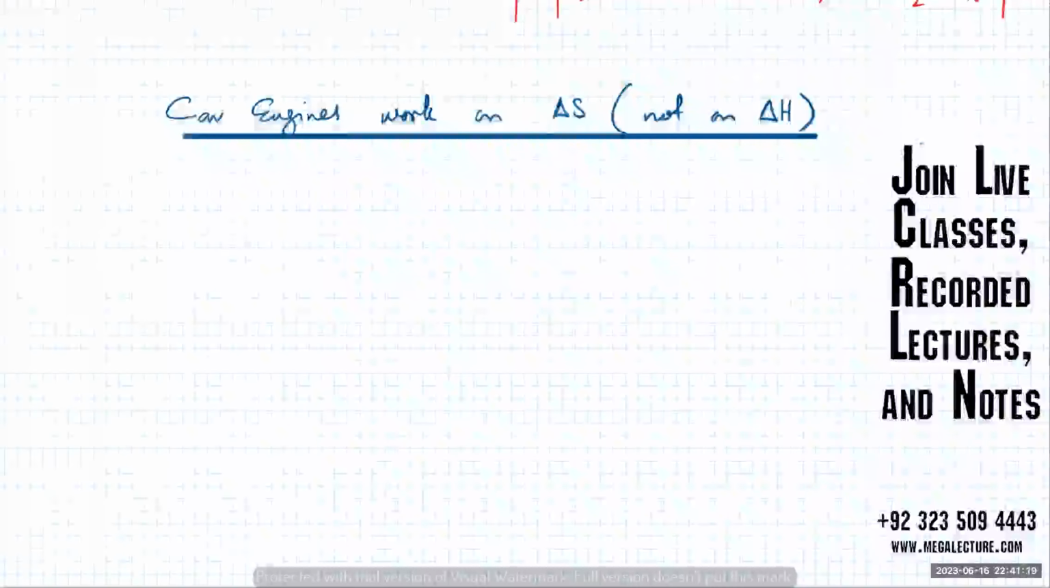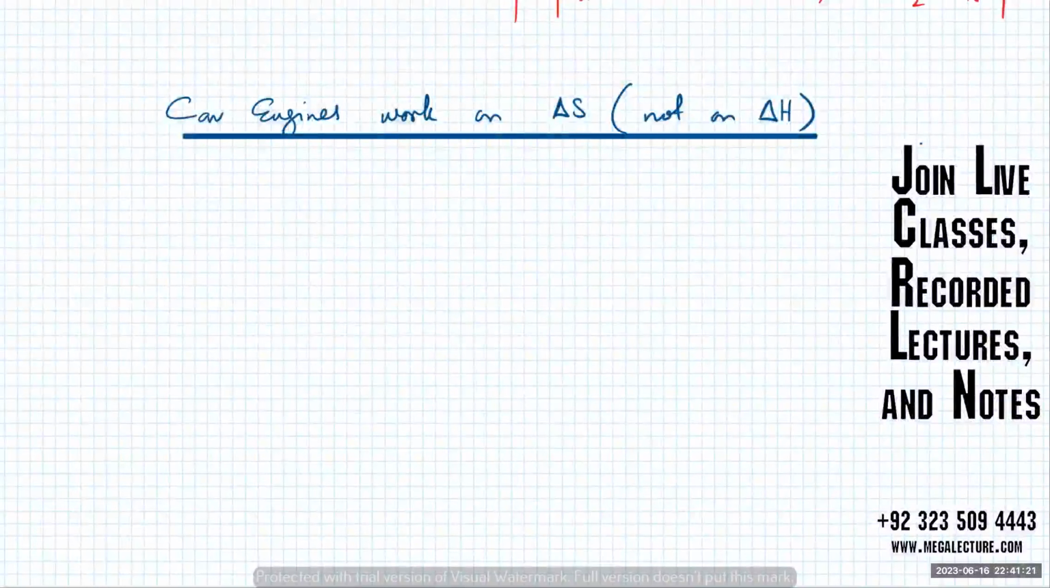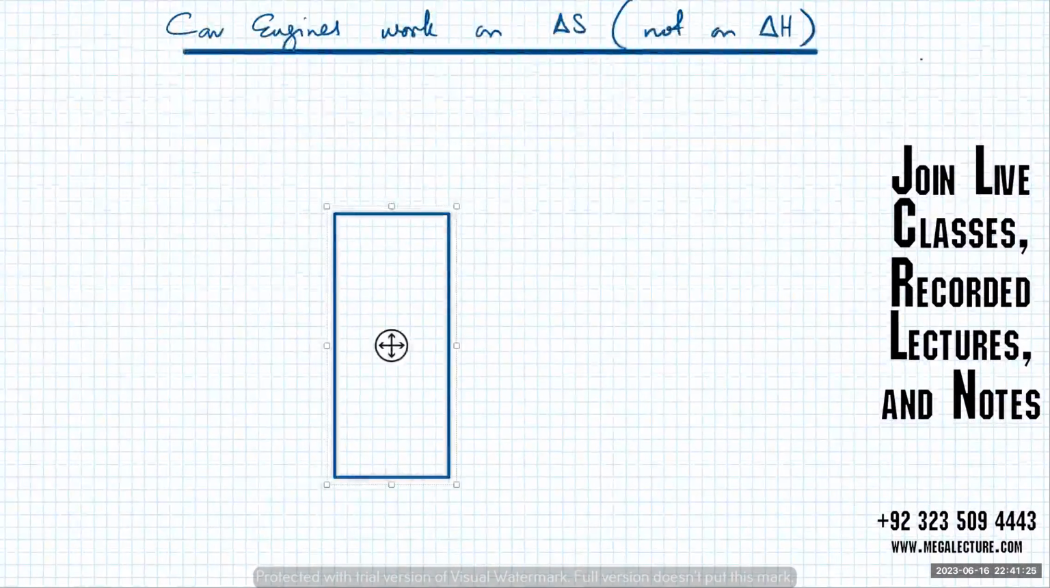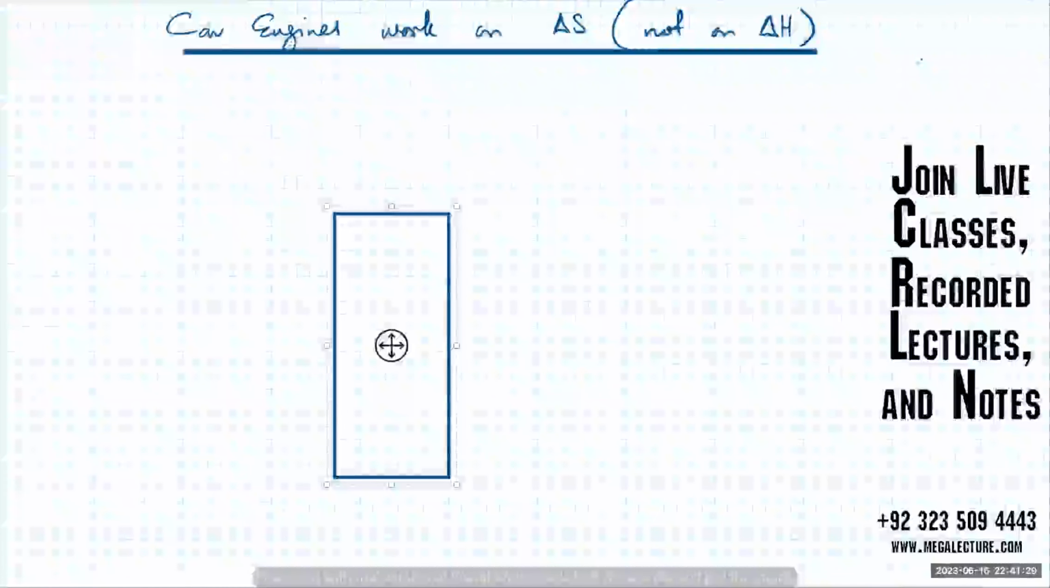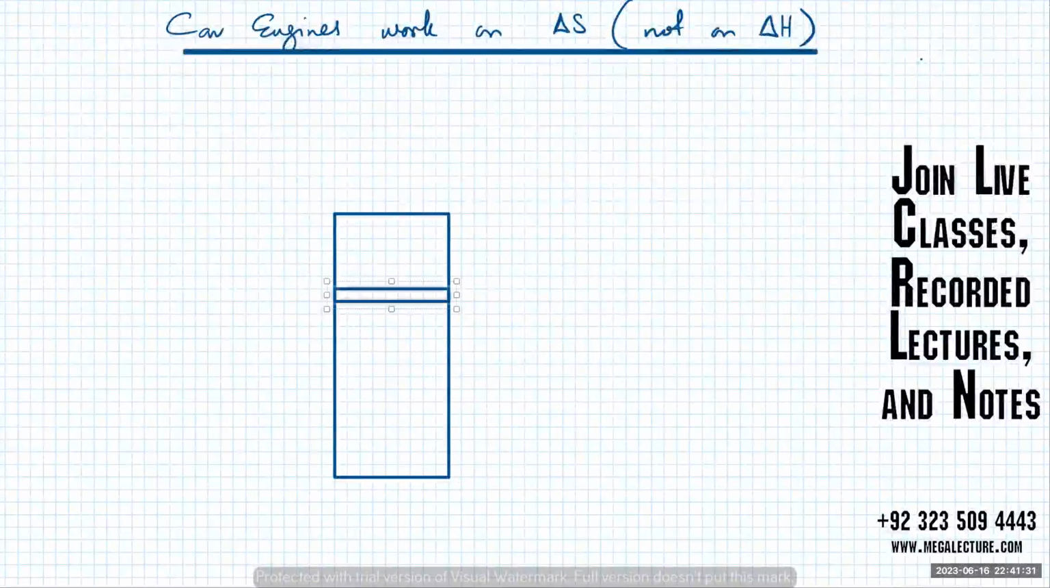So I'll just give you an idea about why this is important. What happens is car engines have these pistons in them. There's a movable piston.